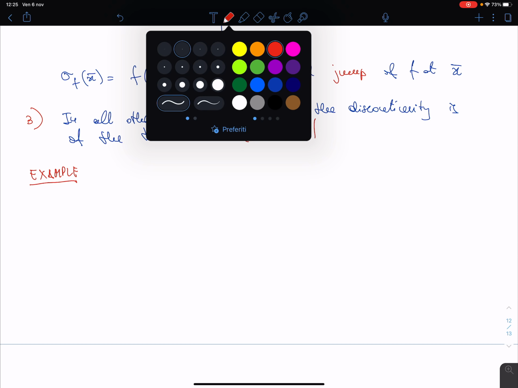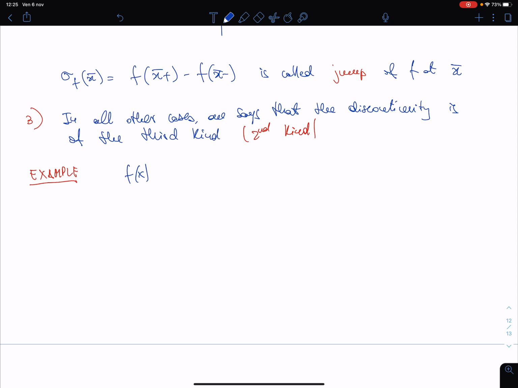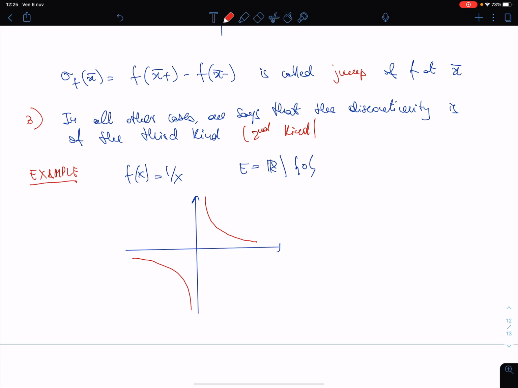For instance, the example here: you can say that f of x is equal to 1 over x, the domain is R minus 0, and here you have this graph for the function, these two branches of the hyperbola, so you have that f of x bar plus is equal to plus infinity, and f of x bar minus is equal to minus infinity. And now, okay, let's go to the next video for continuity.